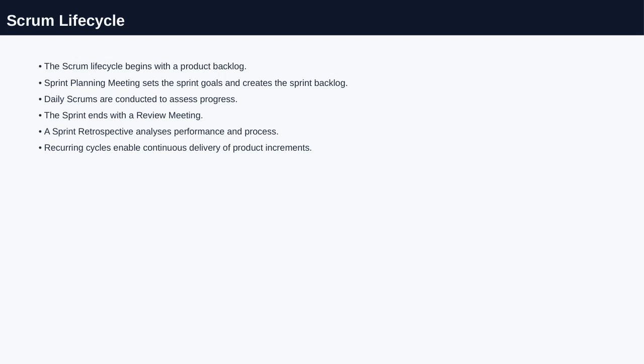The Scrum lifecycle starts with the product backlog, which is a prioritized list of everything that needs to be done. From there, the team holds a sprint planning meeting, where they decide on the sprint goals and pull items from the product backlog to create the sprint backlog.